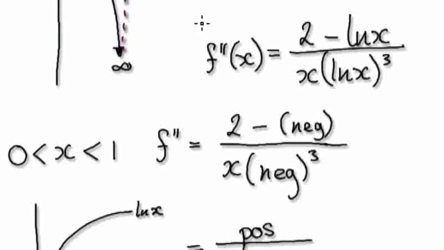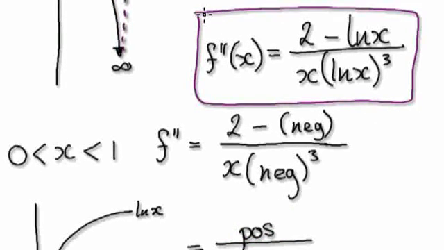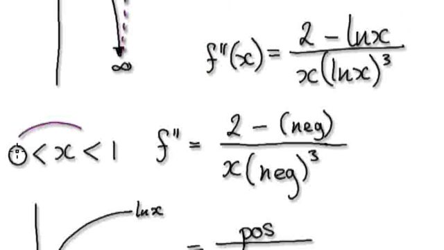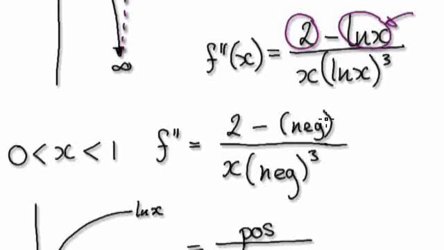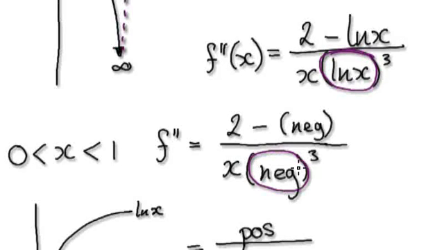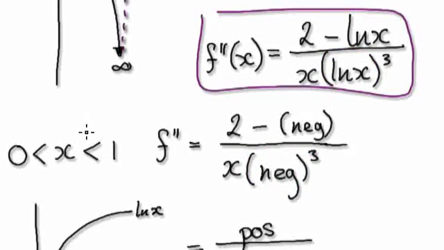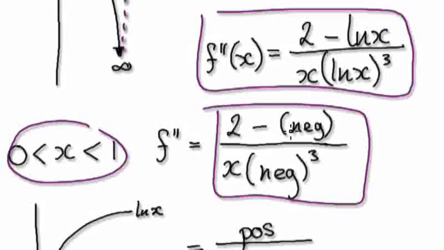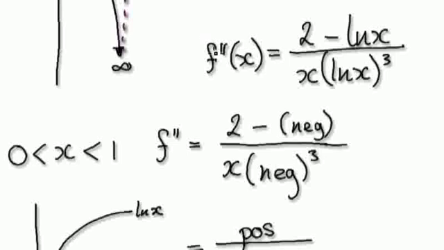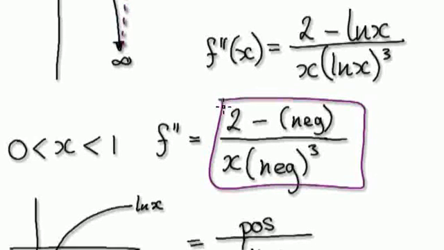Let's start again. Looking at f double prime, this is it. Now in this region, 2 take away this thing here, well, this thing here will be a negative number. And then looking at this here, this bubble here will be a negative number. So later on we've got to cube our negative number. So this point here is negative, this here is negative.